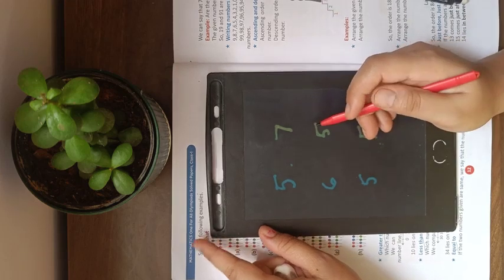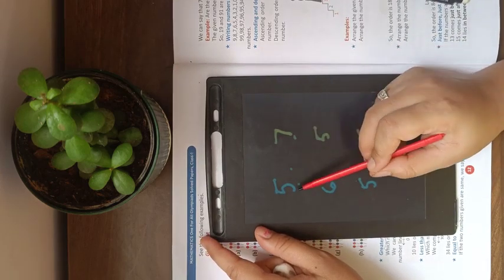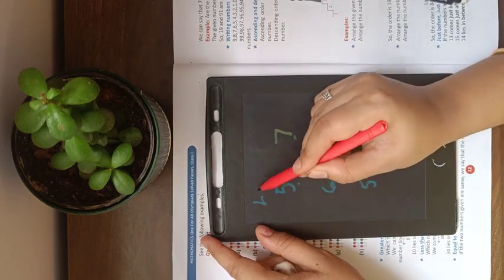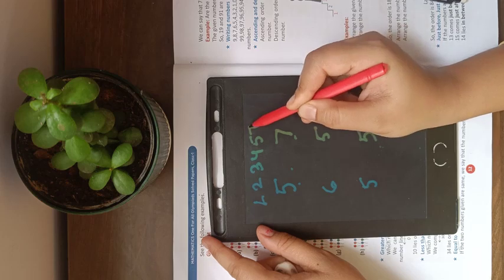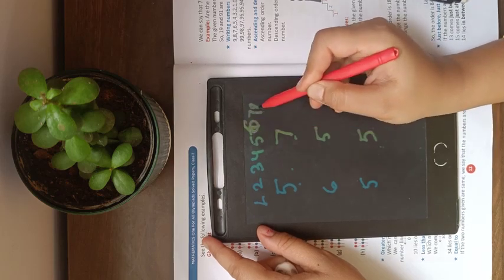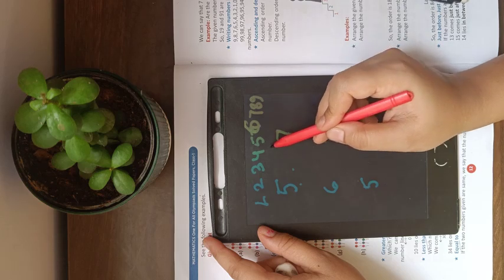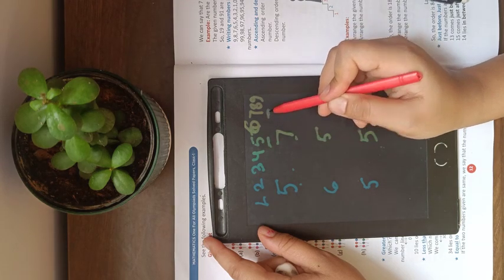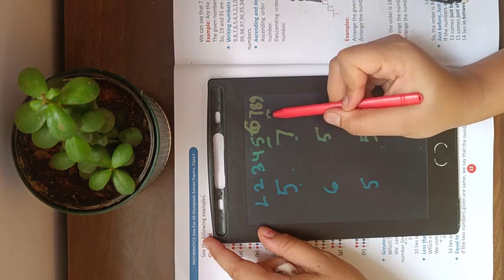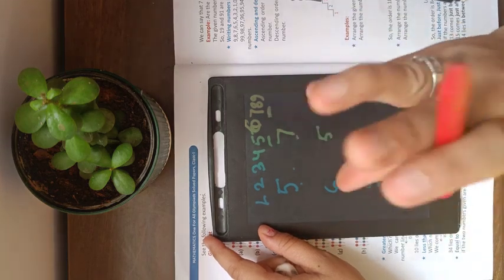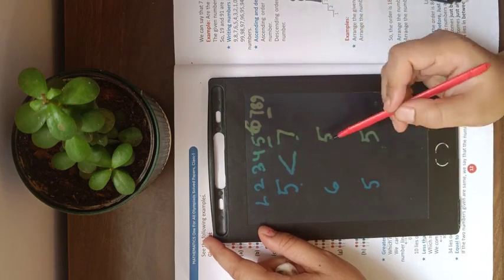So first we have 5 and 7. Which number is big? 1, 2, 3, 4, 5, 6, 7, 8, 9. Which number comes first? 5 comes first, then 7 comes next. So which one is the greater one? 7 is greater, so the crocodile will eat the big one. So it will look like this.